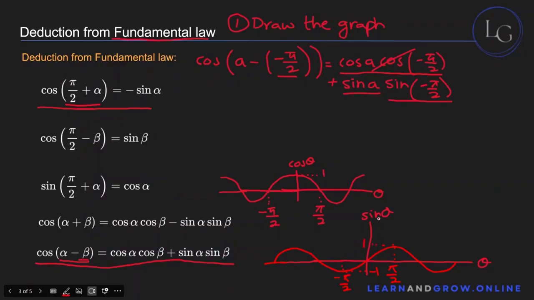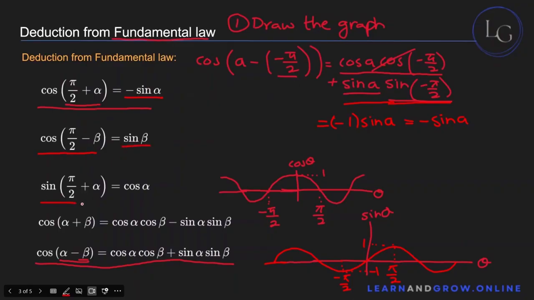So you can see we're dealing with sine of negative pi by 2, and that is equal to negative 1. So hence, this entire thing becomes equal to negative 1 into sine alpha, which is basically equal to negative sine alpha. And that's how you got this. And similarly, when you apply the fundamental law over here, you get sine beta.